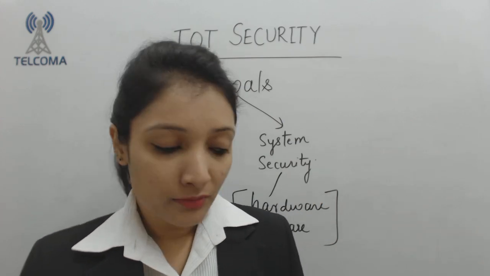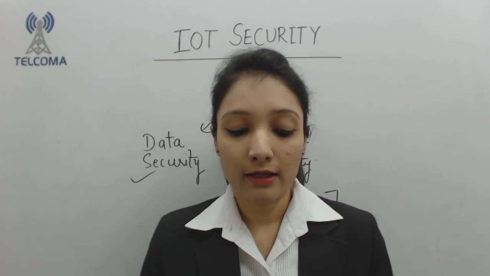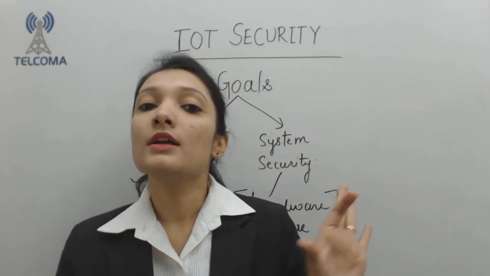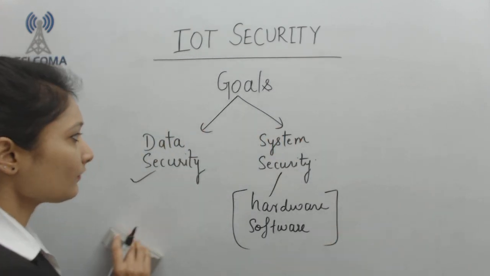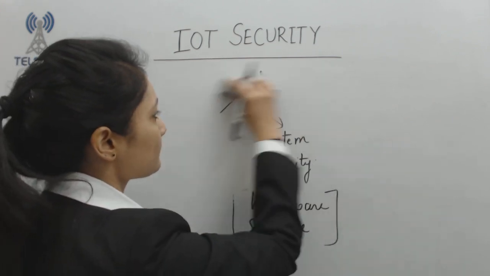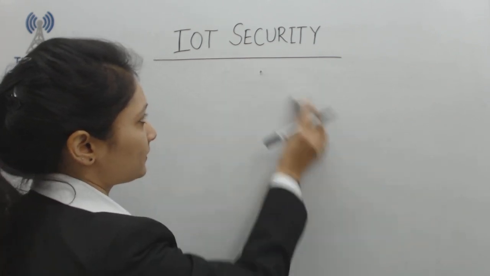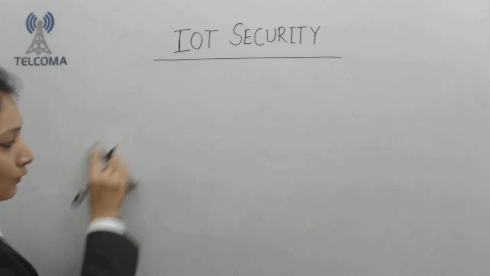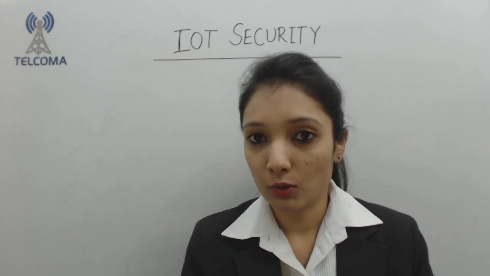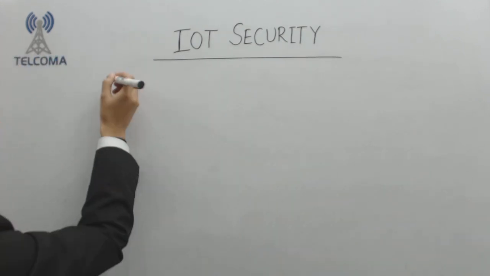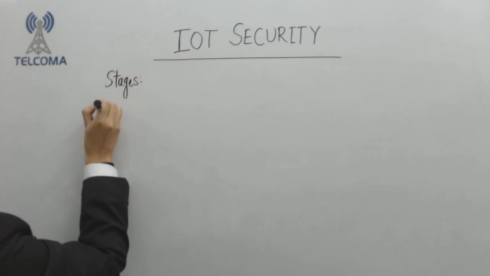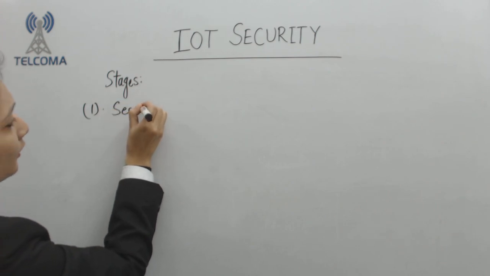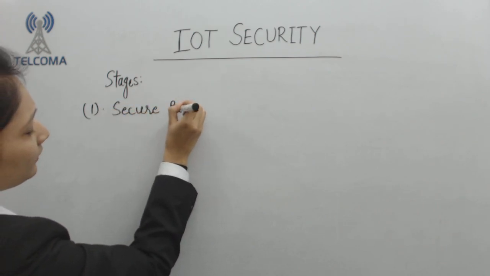What we mean to say is that we have to implement the security here from the initial phase to the operational stages, to the operational environment of the system. So what will it include for the security? And what are the different stages in which you need to implement the security? So, first of all, we have secure booting.